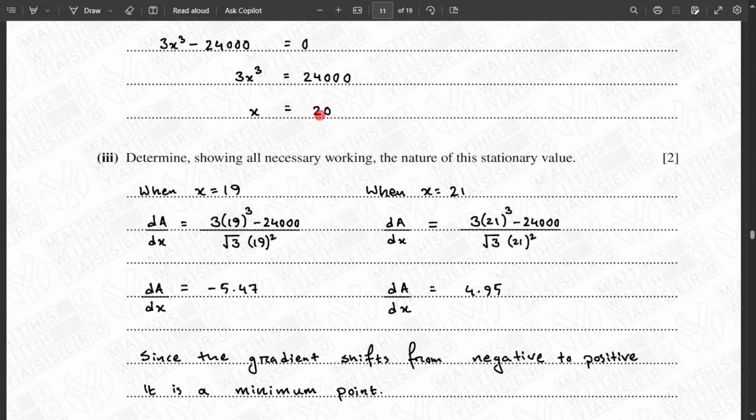So one value before it is 19. So I'm substituting x equals 19 in dA by dx, and I'm getting that dA by dx is negative 5.47. And when I'm taking one value more than 20, which is 21, and if I substitute it in dA by dx, I'll be getting dA by dx is equal to 4.95. So since the gradient shifts from negative to positive, that means it is a minimum point.